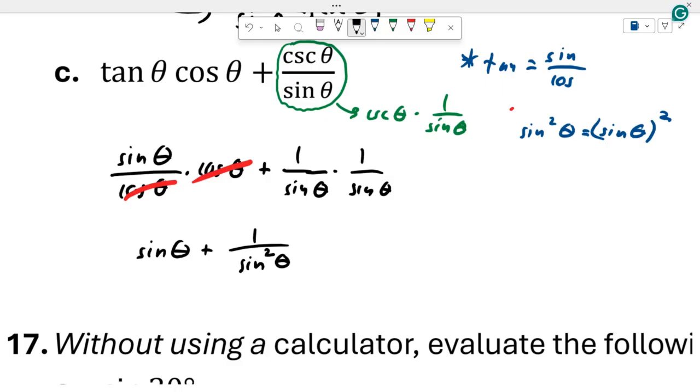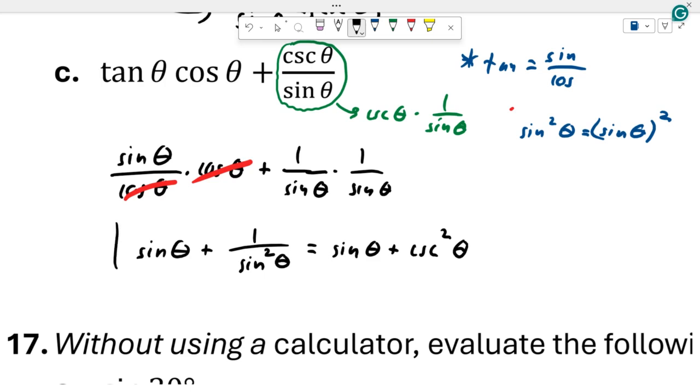So that could be your final answer. But we kind of saw this in part A, where if you want to express this with no fractions, the first term is just sine, but notice that you have 1 over sine squared. Well, 1 over sine is cosecant. So you could express your second term as cosecant squared theta, because that way it gets rid of the fraction, which could be considered simpler. But it does mean you're now talking about a different trig function than sine.